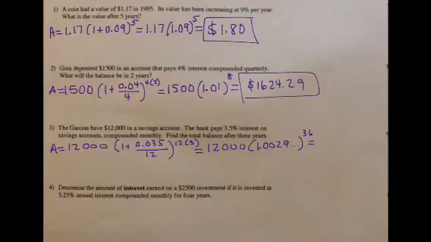Alright, so for number three, the initial amount is $12,000. Here's the 1 for the 100% that we start with. Here's the increase. The rate is 3.5%, so you always move the decimal 2 places to the left. This one is compounded monthly, so the 12 goes here and it goes here. And then this is for the number of years.